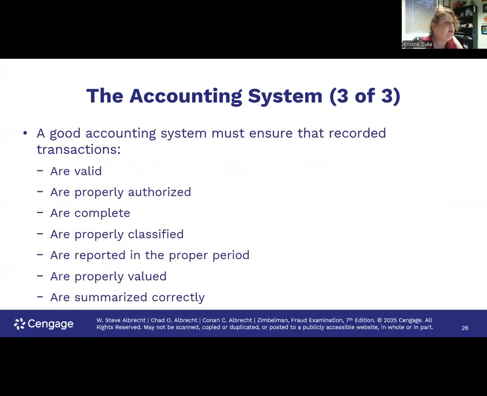A good accounting system must ensure that recorded transactions are valid, properly authorized, complete, classified, reported in the proper period, properly valued, and summarized correctly.